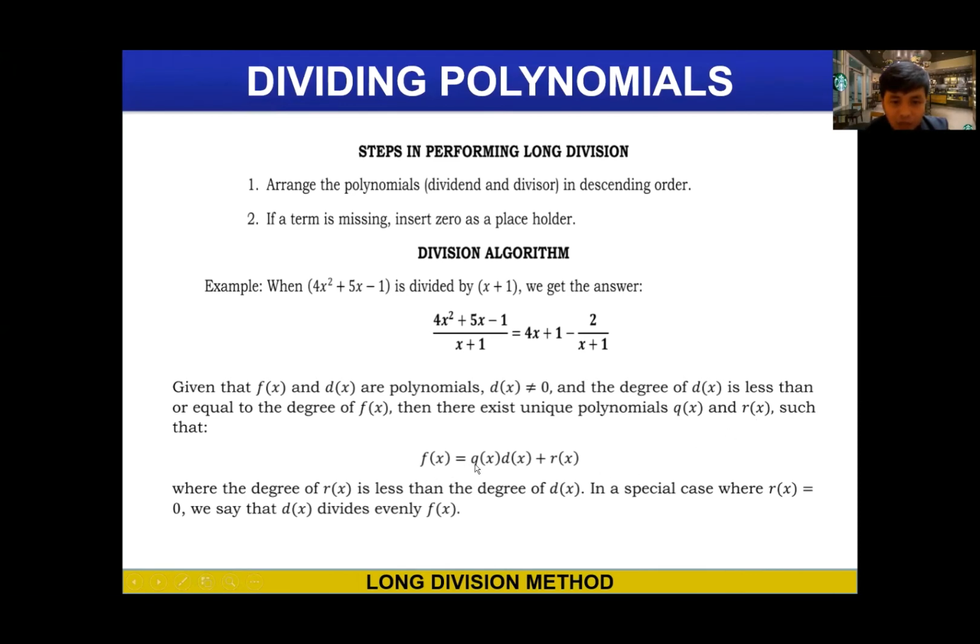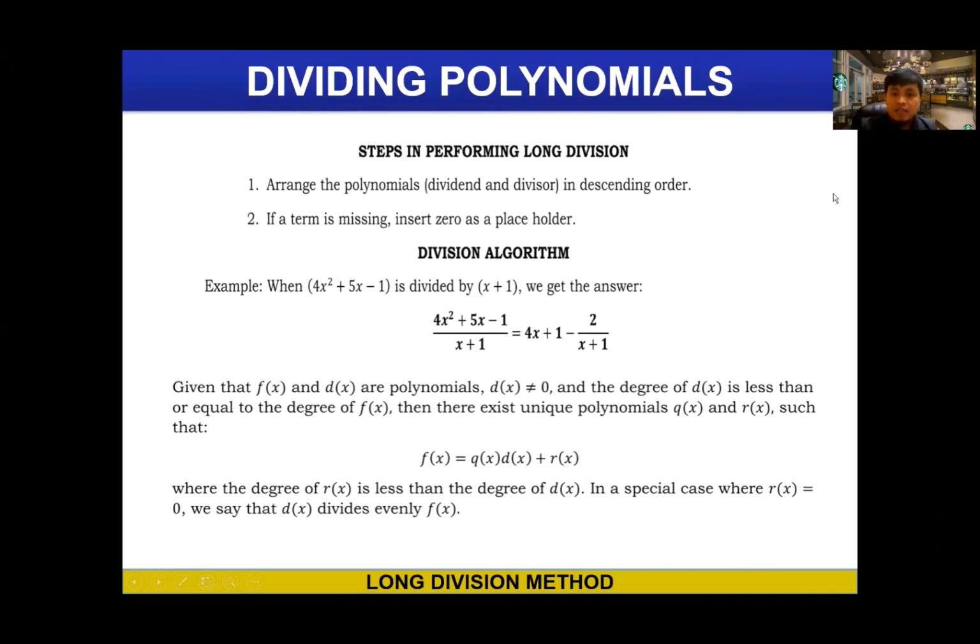Then there exists a unique polynomial quotient, q of x, and a remainder, r of x, such that f of x is equal to the quotient times the divisor plus our remainder. Again, it is written in this form: f of x is equal to q of x times d of x plus the remainder, r of x, where the degree of the remainder is less than the degree of the divisor. In a special case wherein r of x is equal to 0, we say that d of x divides evenly, meaning it is a factor.